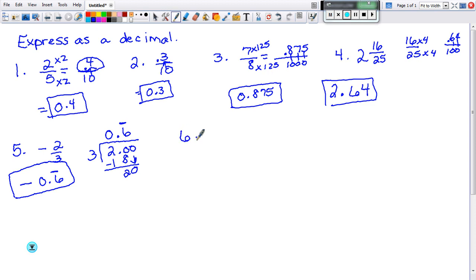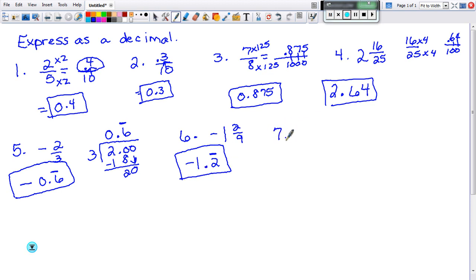Number 6, -1 2/9. Okay, so the -1 stays out front of your decimal. Okay, a 9 on the bottom has a special property. It means the number up top is just repeated. So -1 and 2/10, the 2/10 is repeated.